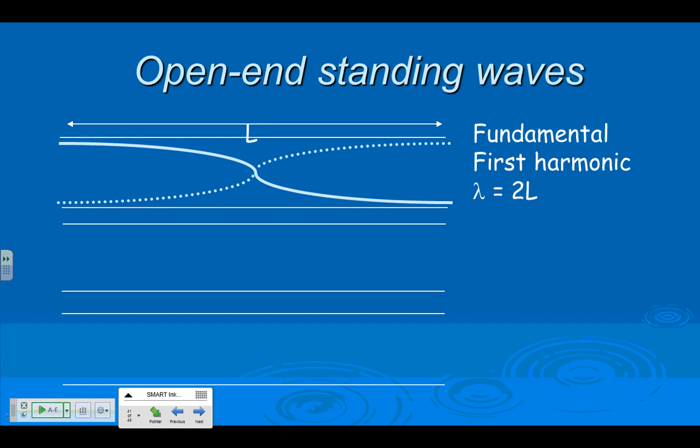Open waves. Now in open ends, you have an antinode at both ends. So this pipe would represent an open instrument. You have an antinode at both ends. Instead of being fixed down and held, there's nothing there. So it represents an antinode.